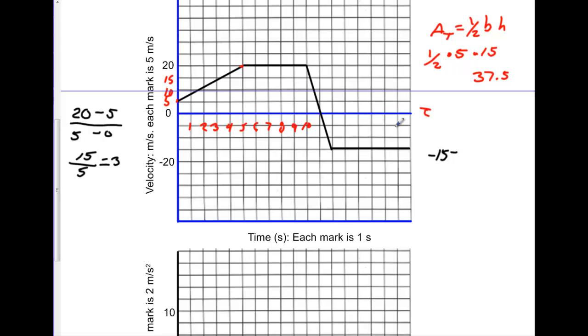I'm going to subtract what's my velocity here, which is 20. I'm going to divide it by the change in time. My time interval here was 12. My time interval here was 10. When I do that, I'm going to get minus 35 divided by 2, which gives me a slope of minus 17.5. Okay, that's going to be the acceleration of my particle between time intervals 10 and 12.